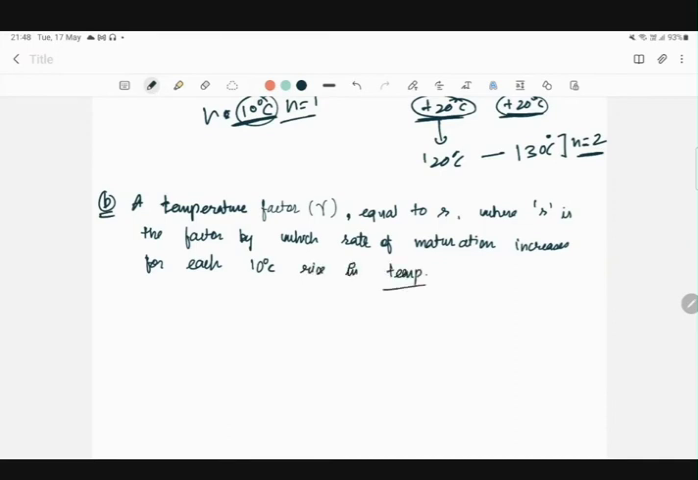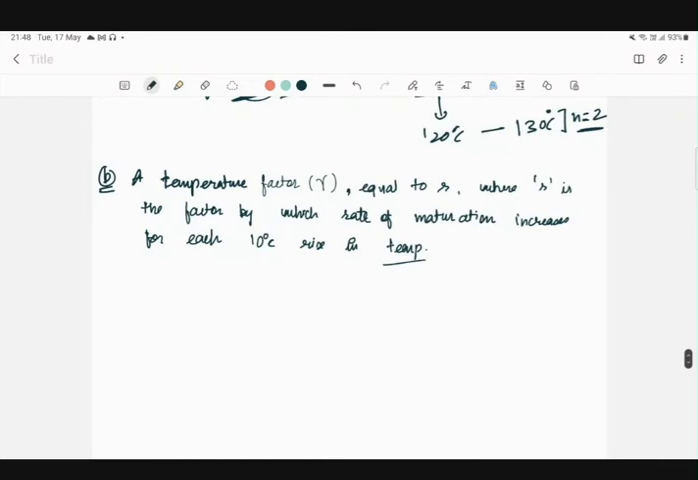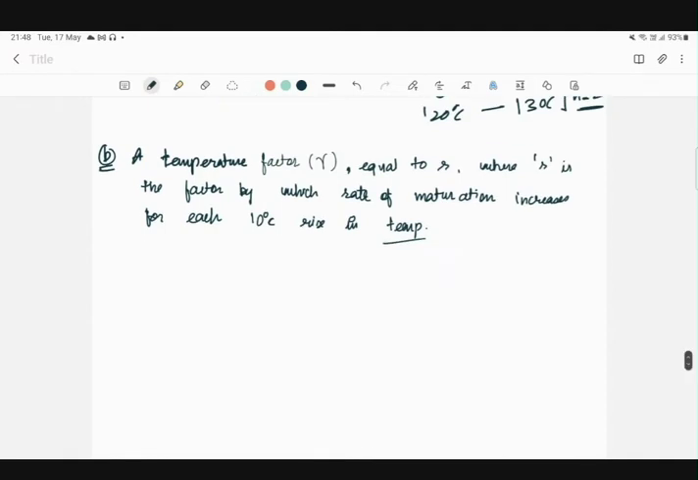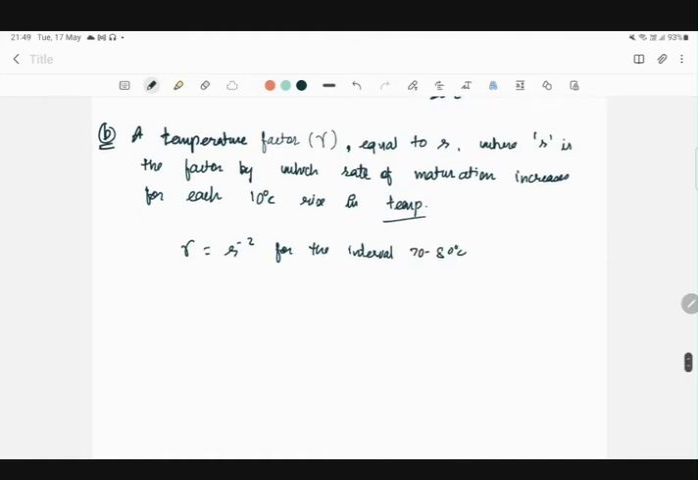What we are trying to do is quantify the maturation. That's why this temperature factor is an attempt to quantify the maturation process. So the formula is gamma is equal to R to the power -3 for the temperature interval of 70 degrees Celsius to 80 degrees Celsius, and gamma is equal to R to the power 3 for the interval 130 degrees Celsius to 140 degrees Celsius.